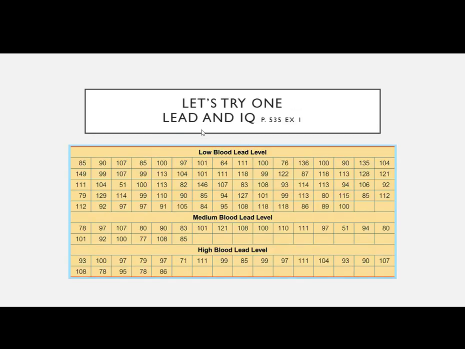So let's try one. Lead and IQ. This is on page 535, example 1. We see we have 3 levels of our factor. So we have a low, medium, and high blood lead level of these number of individuals. And then this is the IQ for each one of these people.